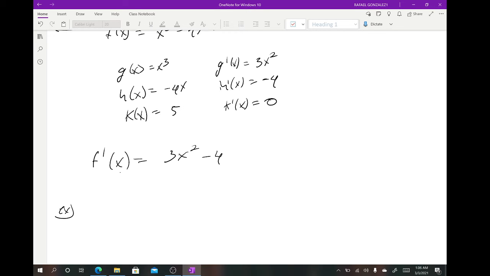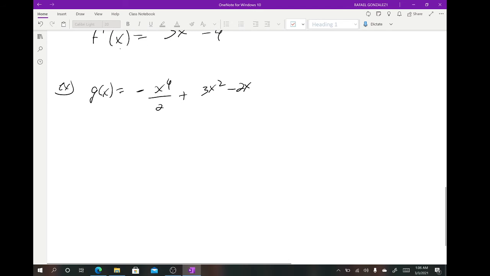Okay, let's do another one. What about g of x equals negative x to the 4 over 2 plus 3x squared minus 2x? Well, this one looks a little bit more complicated. Let's say that f of x in this one is equal to negative x to the 4 over 2, let's say that k of x is equal to 3x squared, and let's say that h of x is equal to negative 2x.